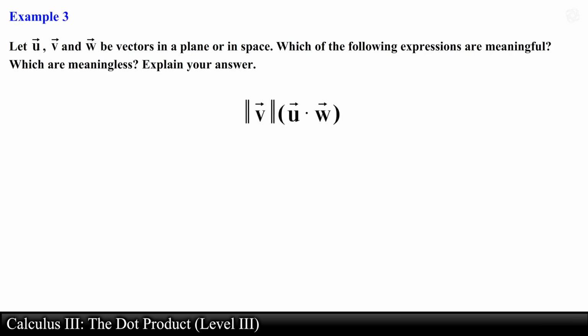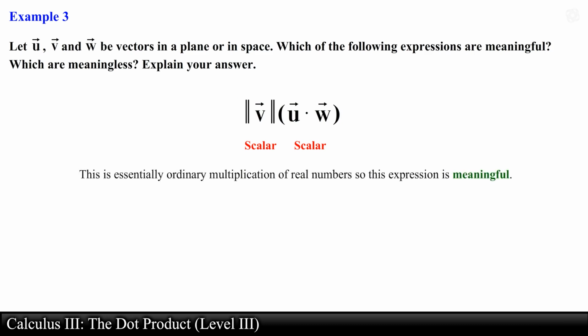The next expression is the magnitude of vector v times the quantity u dot w. Okay, the quantity u dot w will simplify to a scalar, which will then be multiplied by the magnitude of vector v, which is also a scalar. This is essentially ordinary multiplication of real numbers, so this expression is meaningful.